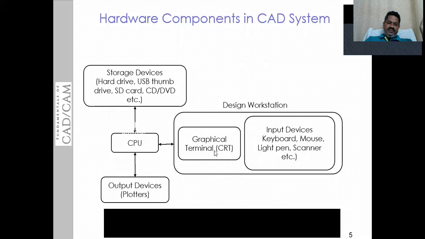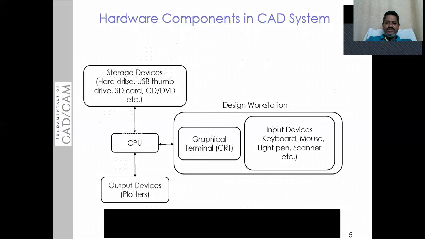The graphic terminal is an output device which you can see on the screen. Assume that you have created a 3D model. That 3D model can be visualized on the screen. This graphic terminal is used to display the components and also to simulate in the case of manufacturing. Before starting the manufacturing, the manufacturing will be simulated using some software. This is the typical configuration of hardware components used in a CAD system.